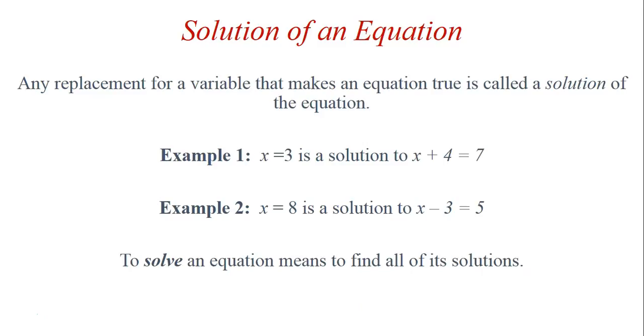A replacement for a variable that makes an equation true is called the solution of the equation. So down here in these examples, example 1, x equals 3 is a solution to x plus 4 equals 7. I'm telling you that x equals 3 is a solution, but how do we know that? Well, we can replace this x here with 3, because x is equal to 3. So I'm going to replace my x with 3. 3 plus 4 is equal to 7. 7 equals 7. So this is true.